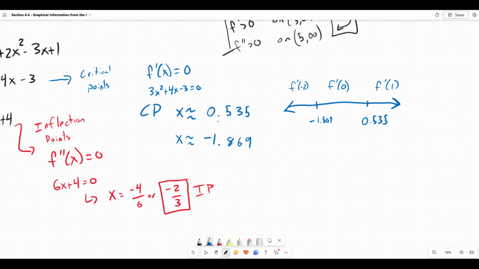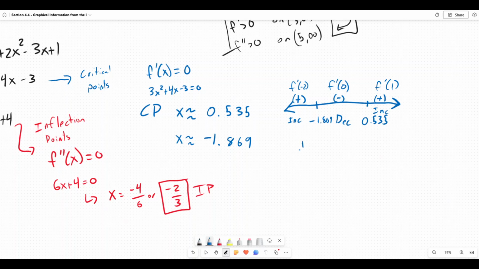Plugging that into my calculator, we get 3 times negative 2 squared plus 4 times negative 2 minus 3. I get 1, but the whole point is that it's positive, which means we are increasing. Now, plugging in 0, I can do this in my head. We get negative 3, which is negative, which tells me the function is decreasing. And at 1, it'll be 3 plus 4 minus 3, which turns out to be 4, which is positive. So we're back to increasing. So I have my intervals of increasing, decreasing, and increasing.